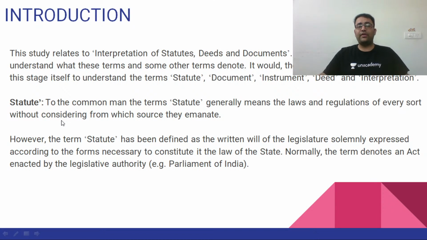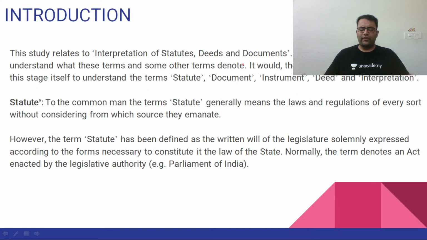The study relates to interpretation of statutes, deeds, and documents. So first of all, we must understand what these terms and some other terms denote. It would therefore be important for us at this stage itself to understand the terms statute, document, instrument, deed, and interpretation. Statute. To the common man, the term statute generally means the laws and regulations of every sort without considering from which source they emanate.